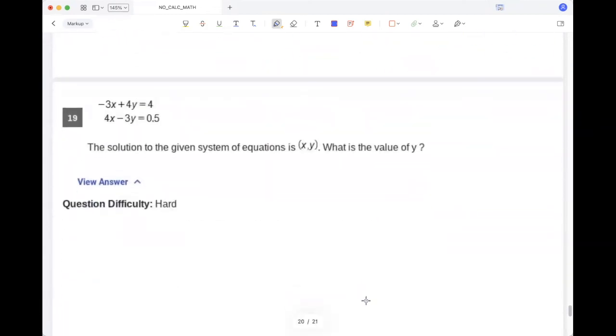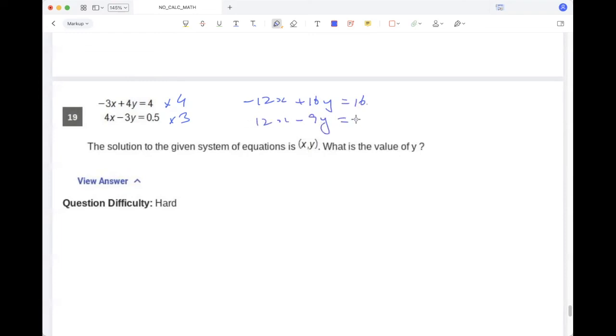The solution to the given system of equations is (x, y). What is the value of y? Okay, so we have to find y. So let's multiply this equation by 4 and this equation by 3. So minus 12x plus 16y is 16. And 12x minus 9y is 1.5. Okay, then if we add these two, I would get 7y is 18.5, right? Minus 12, 16, 16, and 12 minus 9, yeah, 1.5.